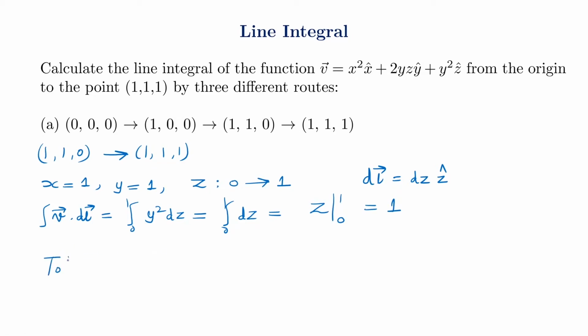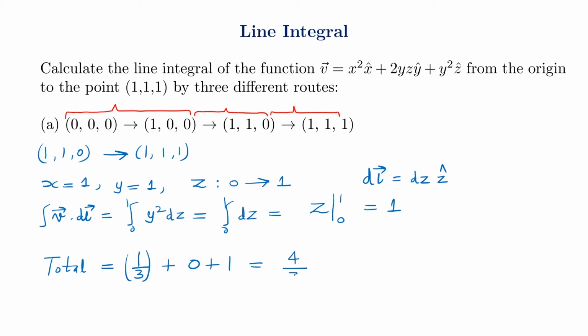And the total of the line integral will be equal to 1 by 3, which is the value of the line integral in going from 0, 0, 0 to 1, 0, 0, plus 0, which is the value of the line integral in going from 1, 0, 0 to 1, 1, 0, plus 1, which is the value of the line integral in going from 1, 1, 0 to 1, 1, 1. Hence, the total value of the line integral is 4 over 3.